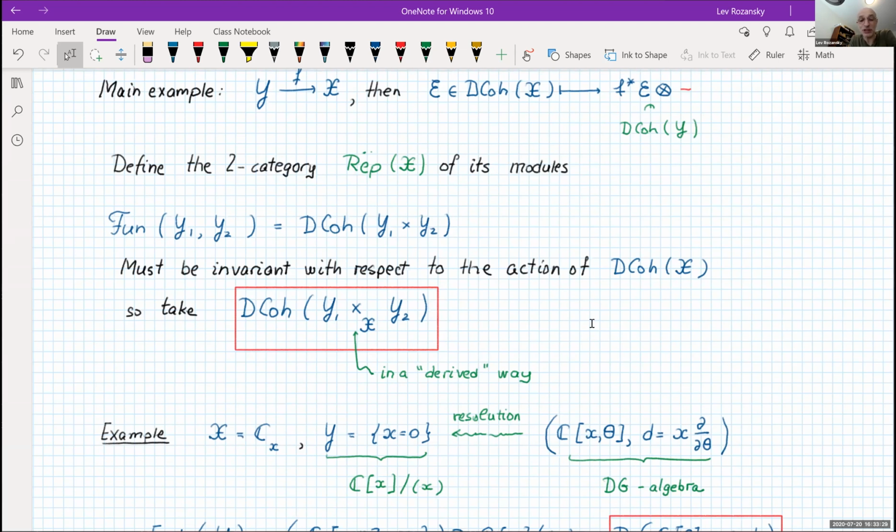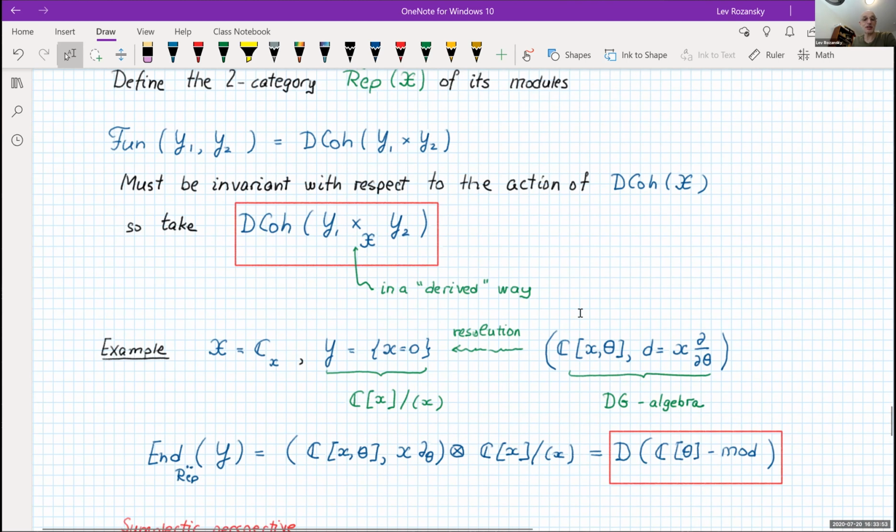The trick is that you have to take this product in a properly derived way. So if Y1 and Y2 do not map nicely into X, for example, they do not cover the whole X or there are fiber jumps, then you have to make sure that this is properly derived. So a simple example: X is the complex line with coordinate X, Y is the skyscraper at the origin, so it's C of X mod X. So certainly it doesn't look free from previous experience. So you could use a resolution of this object of the two category. Now, this must be a category. So you introduce an odd variable theta, and the differential must be a derivation with respect to theta, not multiplication, because you want a DG algebra.